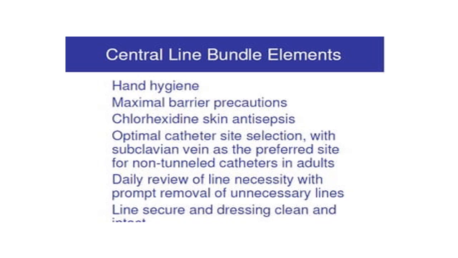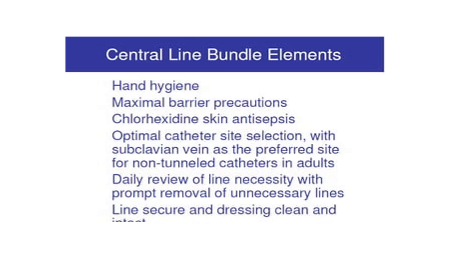Optimal catheter site selection, that is, if we give a subclavian vein central line, then the chances of infection are less. But if we give a subclavian central line, we have to be very careful, because we might end up with pneumothorax. So in some hospitals they only prefer IJV, because the chances of pneumothorax are less.